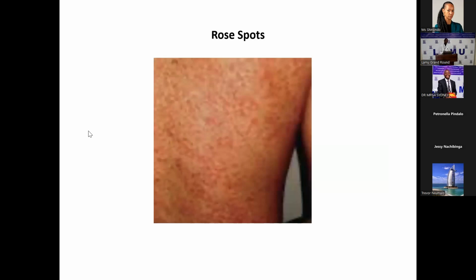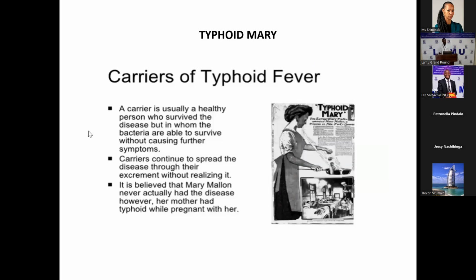And then we also wanted to talk about Typhoid Mary. So Typhoid Mary was just a nickname given to Mary Mallon, who was an Irish woman working as a cook in the United States of America. So what was happening was that in the various households where she was working, a lot of individuals were falling ill, were ending up with enteric fever. And then at the beginning, they didn't know where it was coming from.